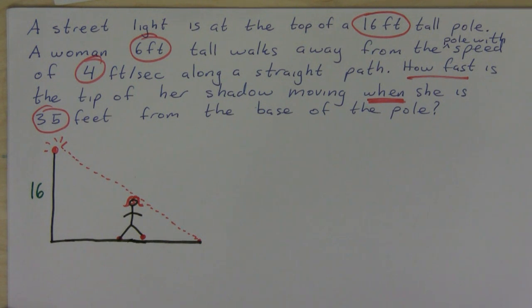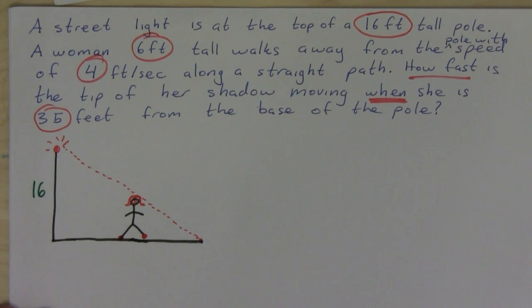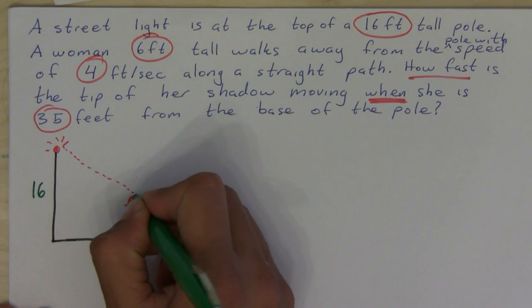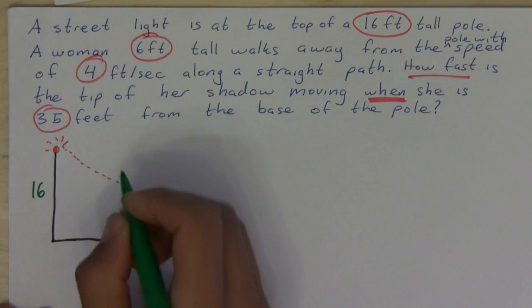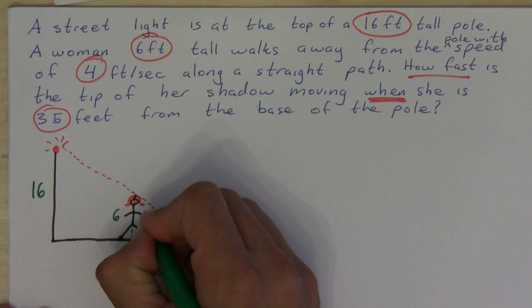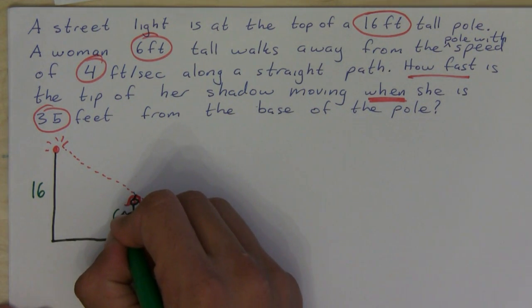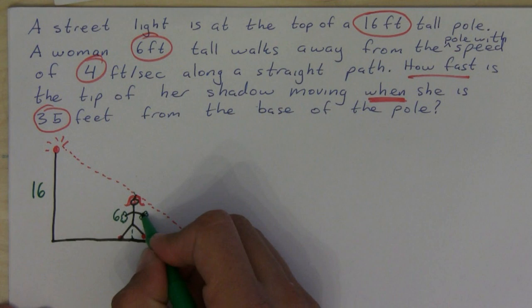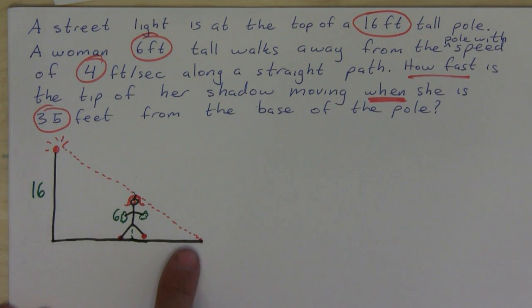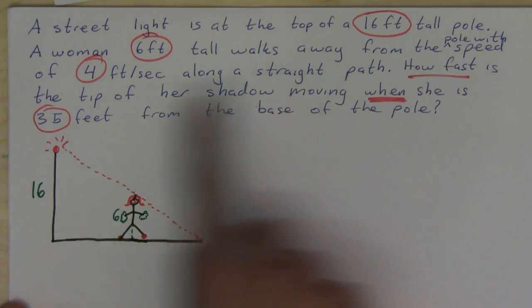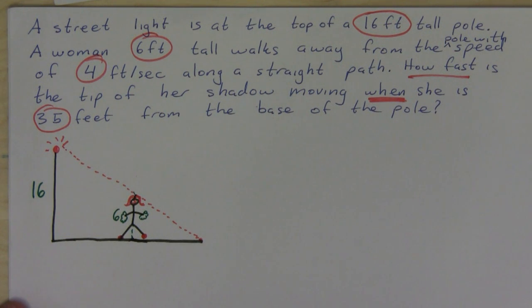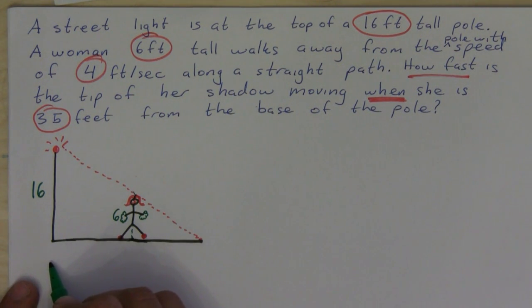Okay, so notice that what we're looking for, let's try to label a little bit more. She is 6 feet tall, so from here to here, this is 6 feet. Ooh, let's give her some green gloves. How about that? Maybe it's a little cold, so she has some green gloves. Okay. All right, so she's 6 feet tall, the pole is 16 feet, and this is our shadow. Now the question is, how fast is the tip of her shadow moving when she is 35 feet from the base of the pole?